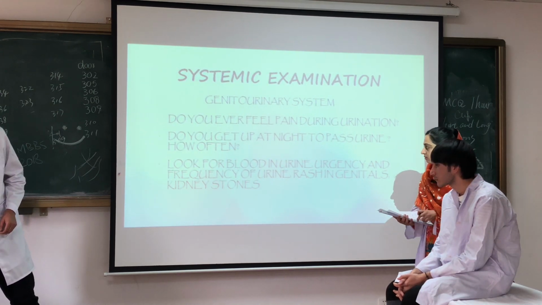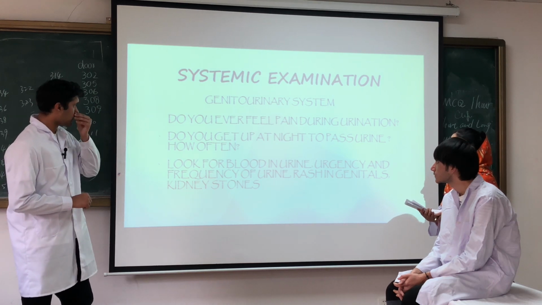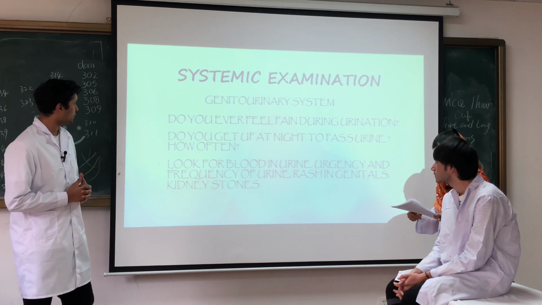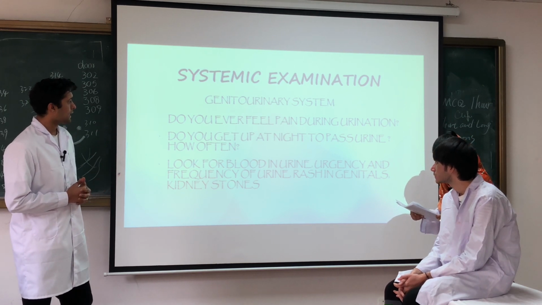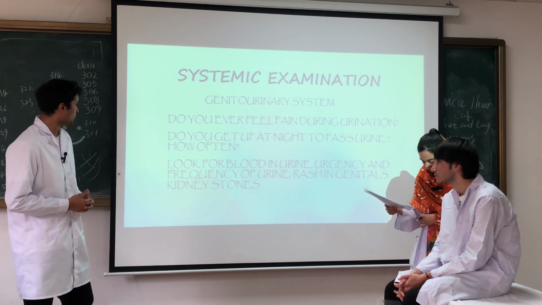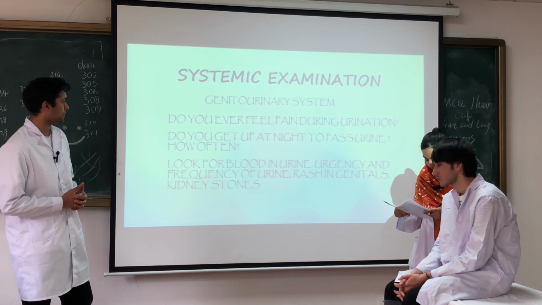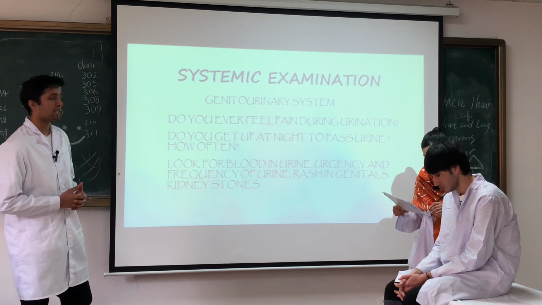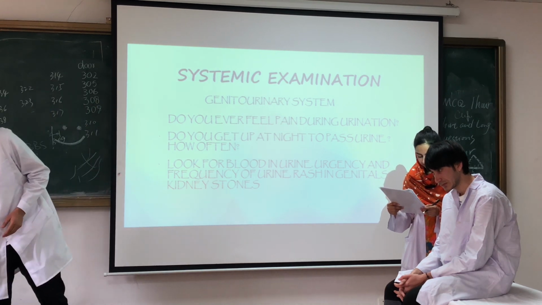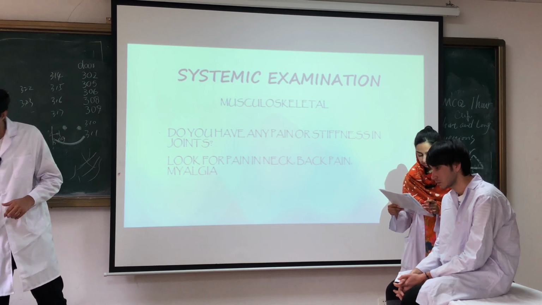The next system being the genitourinary system. You can ask regarding the urination. Do you urinate normally? Do you feel pain when you go for urination? Do you get up at night to pass urine? And if so, how often do you go to the washroom? Look for the blood in urine. Urgency and frequency of the urine can be asked from the patient. Rashes in the genitals by examining the genitals of the patient, and the kidney stones, because it also comes under this heading.